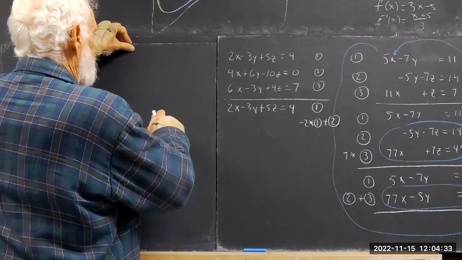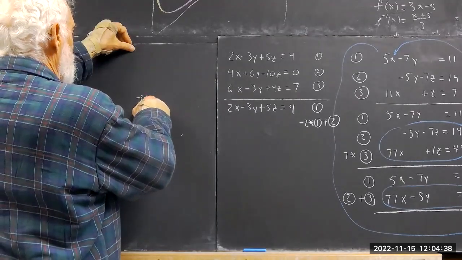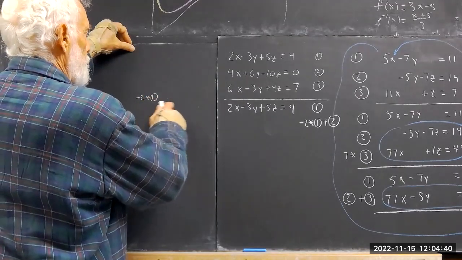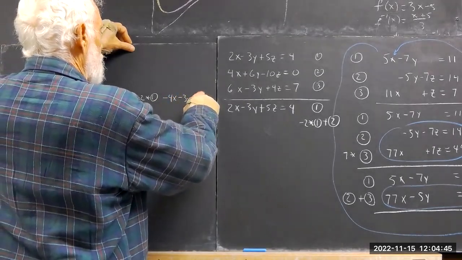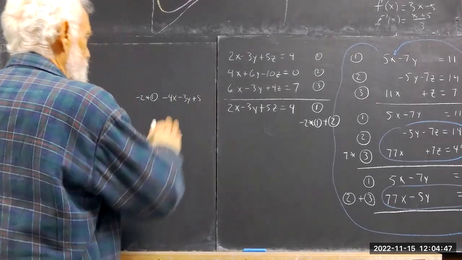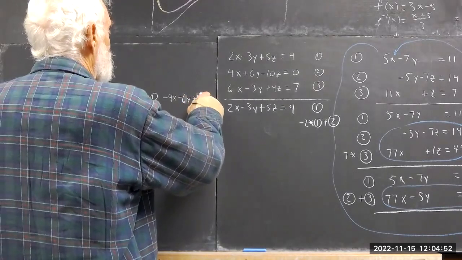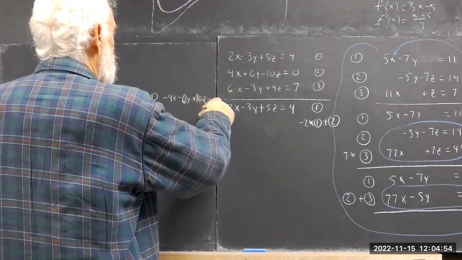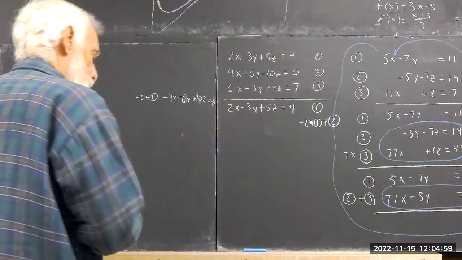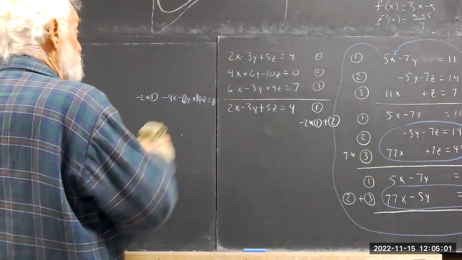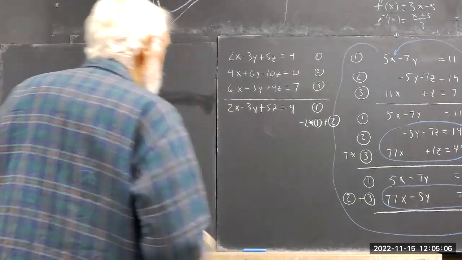You say, okay, let's see. -2 times the first equation, -4x plus 6y minus 10z equals -8. Can't even read it. Okay, try again.